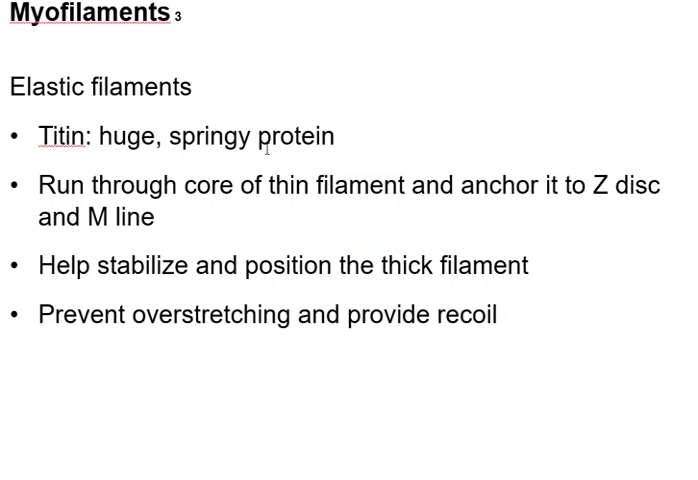So titin is huge. It is springy. It runs through the core of the thin filament, which would be your actin, and it anchors it to the Z disc and to the M line, and it stabilizes and holds the myosin in place. And it also prevents overstretching, and it allows for recoil. So that's why it looks kind of a springy coil.